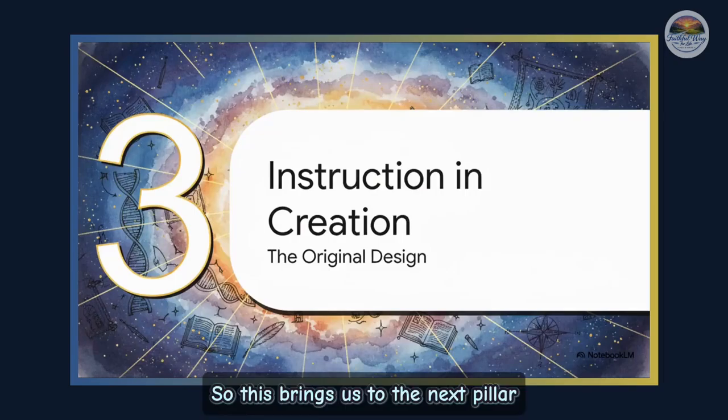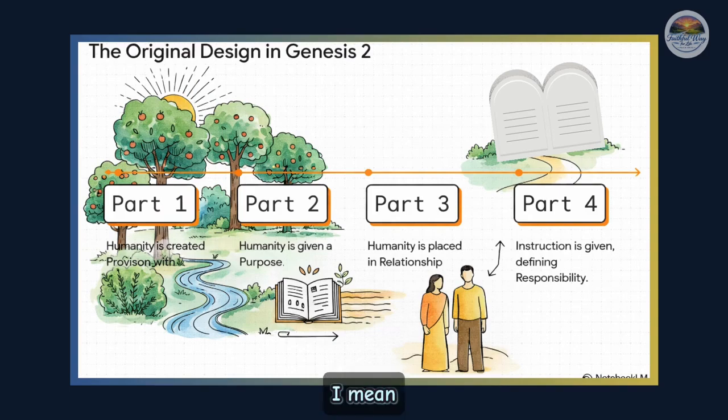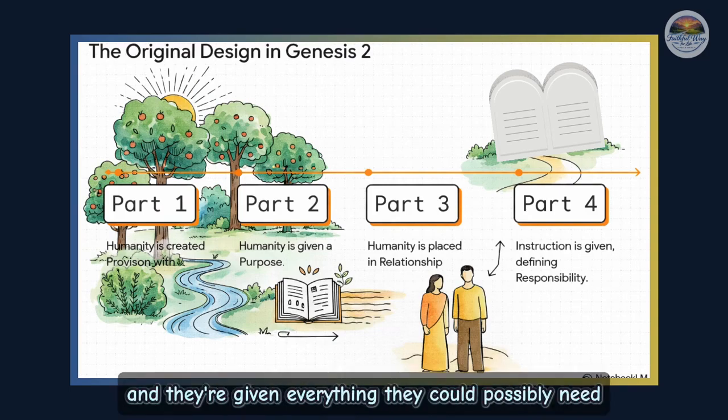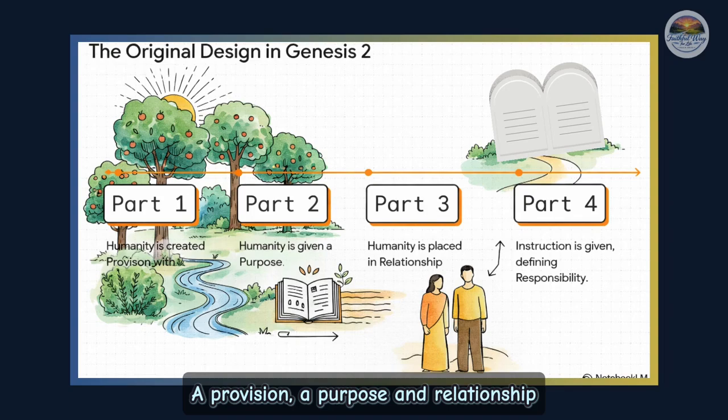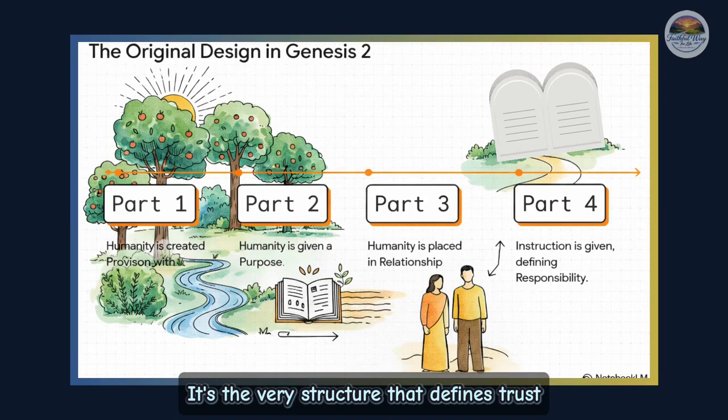So this brings us to the next pillar, instruction. And just like light, this was not an afterthought. Divine instruction was woven right into the fabric of the original design from the very beginning. Just look at the context here in Genesis 2. Humanity is created and they're given everything they could possibly need: provision, a purpose, and relationship. It's inside this perfect environment that instruction is given. So it's not a punishment, right? It's the very structure that defines trust and responsibility within that relationship.